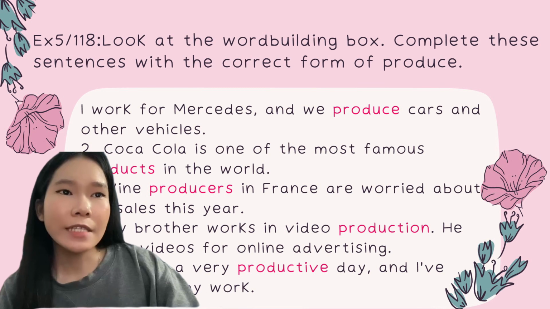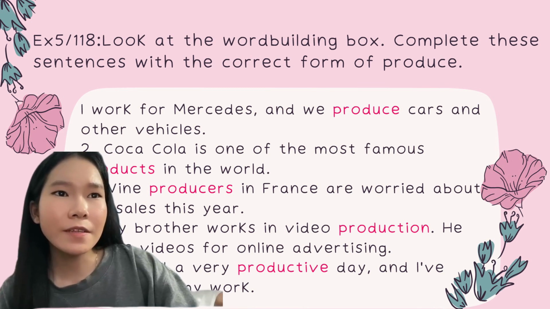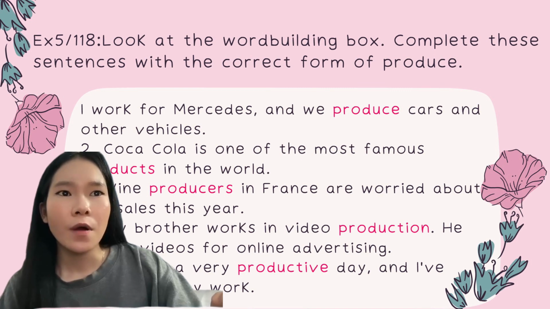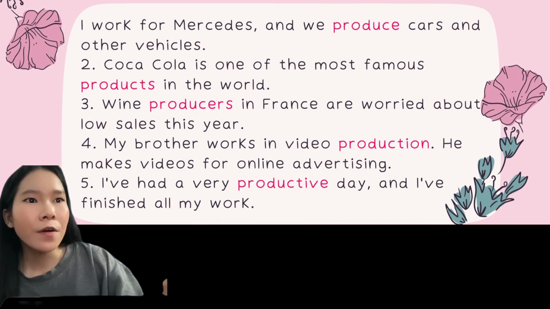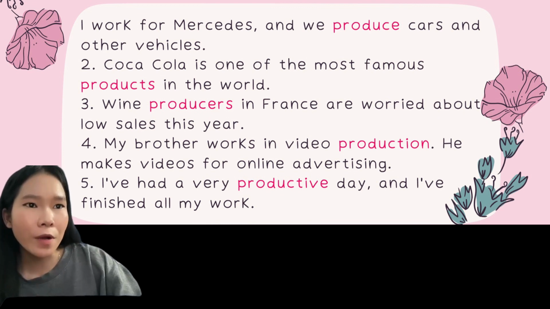Exercise 5. Look at the word building part. Complete the sentences with the correct form of produce. 1. Once, I worked for Mercedes, and we produce cars and other vehicles. 2. Coca-Cola is one of the most famous products in the world. 3. Wine producers in France are very proud of their results this year. 4. My brother works in video production. He makes videos for online invitations. 5. I had a very productive day and I finished all my work.